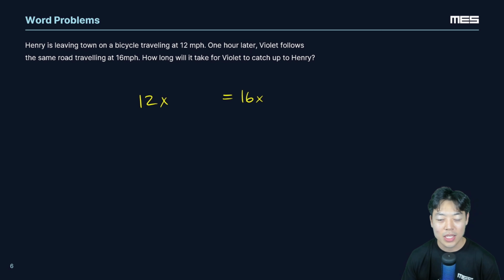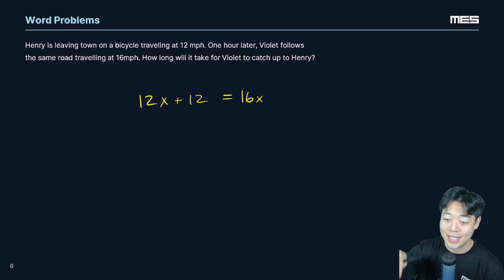But now, this number of hours needs to be the same, but Henry started first. So how do we justify that we're using x on both sides? Well, we say 1 hour later, after Henry has left town, he will have traveled 12 miles, and that's how we solve this. Coming up with that might be a little difficult.